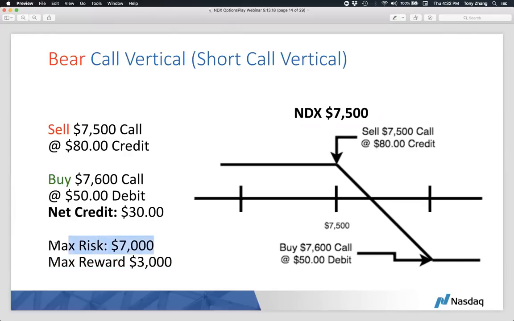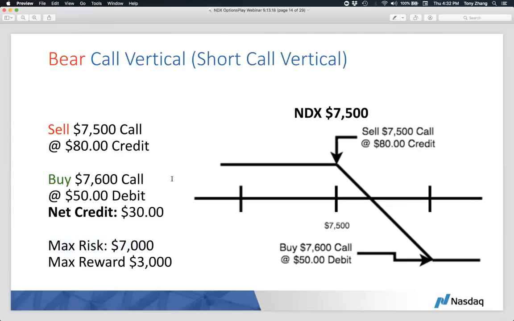That means we're going to risk $7,000 on this trade, because the distance between the two strikes is $100, and $100 times 100 is $10,000. So whatever we collect in premium, the rest of that is our risk. I'll discuss that a little bit in one of the next slides, this relationship between risk and reward when we're selling credit spreads, which is very important.